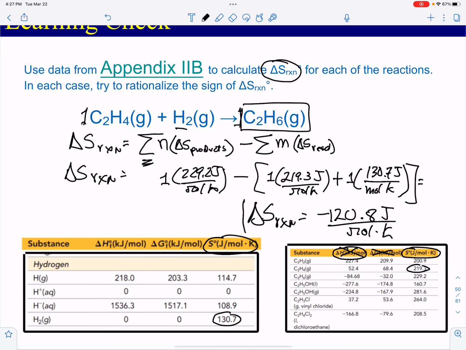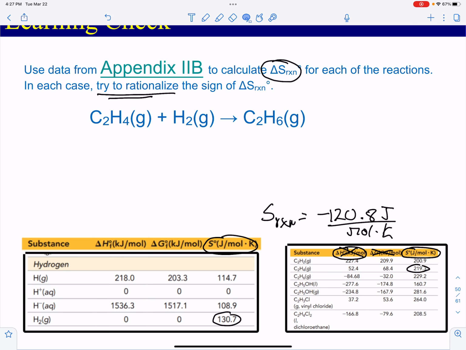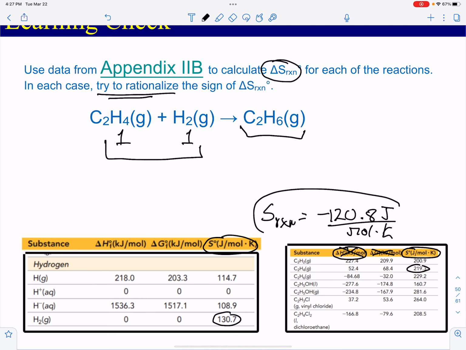So this is going to be a reaction that is going to tend not to be spontaneous because we got a negative entropy. So by looking at the reaction itself, can we rationalize that value? We got a negative value. Well, let's see. We began with 1, 2 gas molecules becoming one molecule, so it became more organized. So yes, it makes sense that this gave us a negative value.